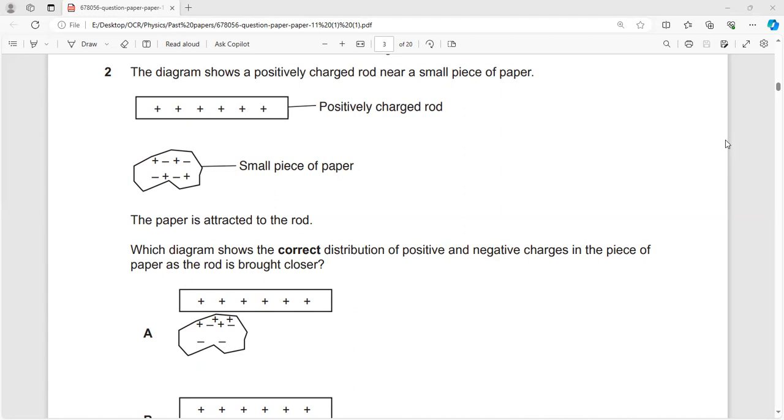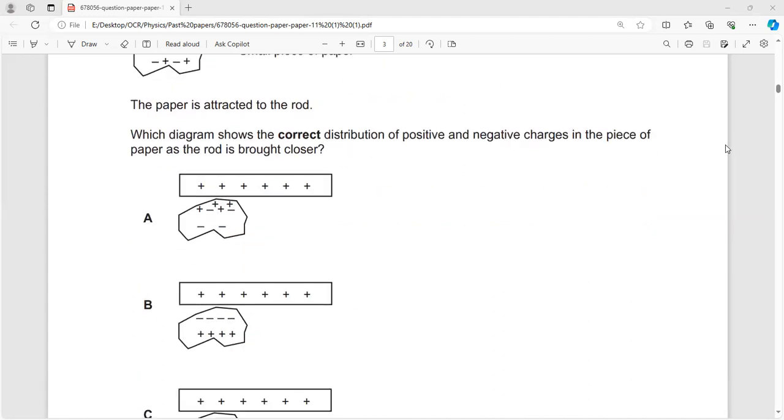which is near to the positively charged rod. So we can see which diagram shows the correct distribution of the positive and negative charges on a piece of paper. You can see that, for example, option A is wrong. Why? Because positive charge will attract negative charge. It will repel the positive charge. So that's why there's a wrong distribution in option A.